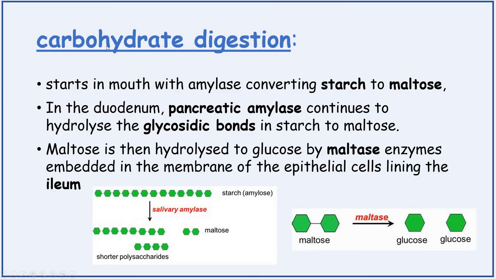So carbohydrate digestion starts in the mouth with amylase, which hydrolyzes starch into maltose, and then in the duodenum, pancreatic amylase continues to hydrolyze the glycosidic bonds in starch to maltose. Maltose is then hydrolyzed to glucose by maltase enzymes embedded in the membrane of the epithelial cells lining the ileum.